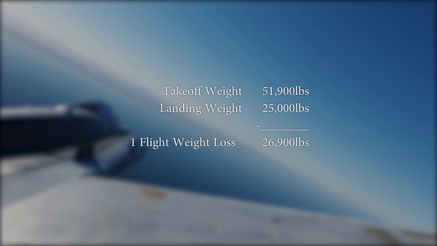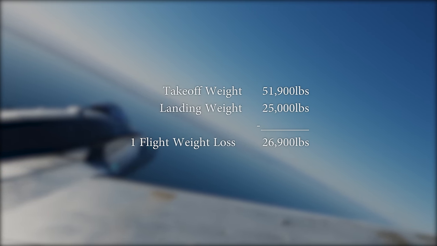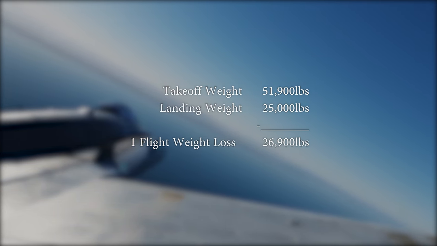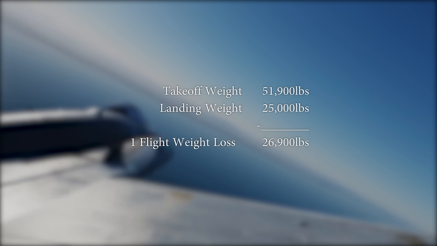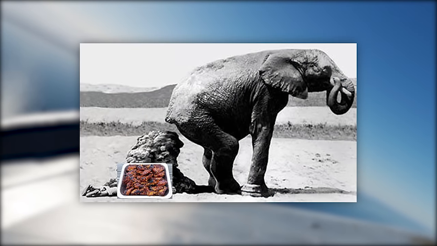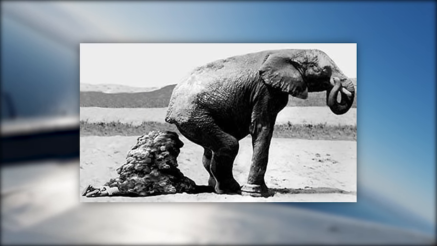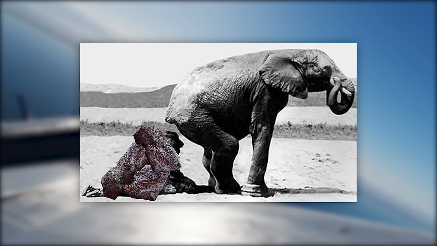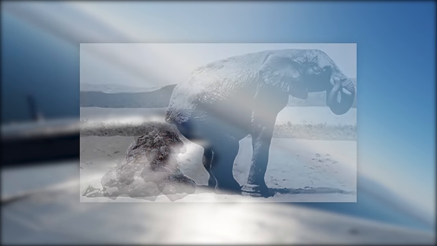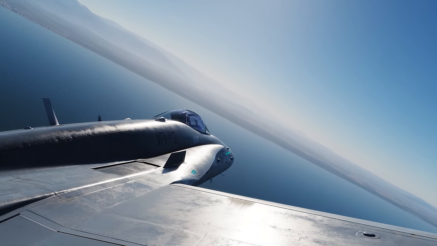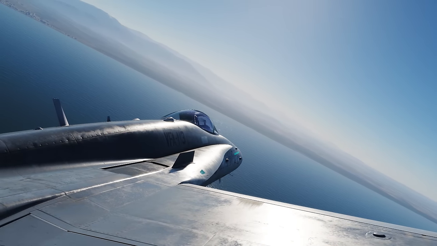fuel in weight. A fully loaded Hornet at takeoff would weigh about 51,900 pounds. While landing, it could be as low as 25,000 pounds, which is equivalent to shedding over, let's say, 13,000 barbecue chickens, or 4,500 smoked pork shoulders, or 3,000 smoked briskets. I'm getting hungry. What the increased weight does is increase the required lift to maintain your altitude or descent rate.